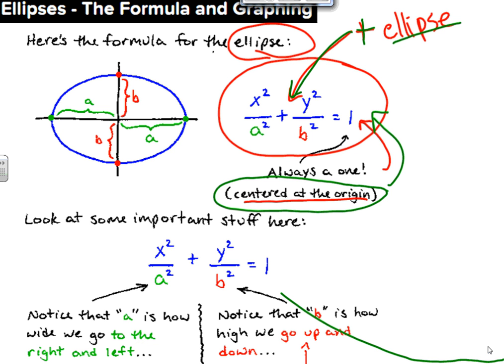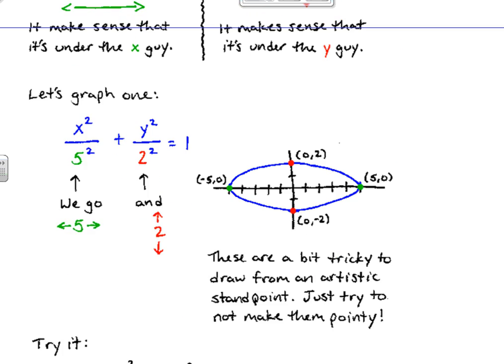So the number that's under x squared tells us what direction we go, left or right, and we go a in both the left and right direction from the origin. And then the b squared, whatever b is, we go b up or down. So those are the kind of the things to note. And you have all this on the handout, and it kind of explains that.